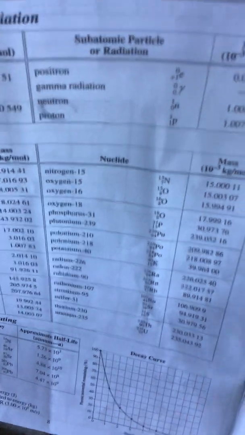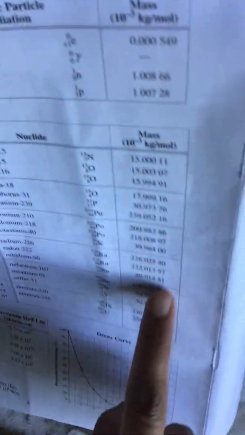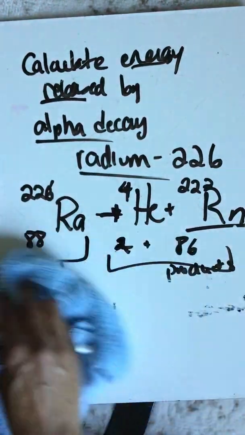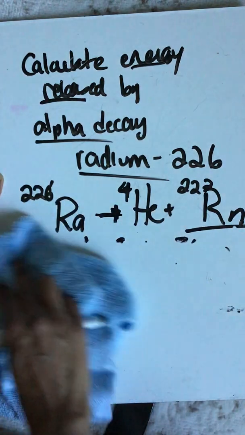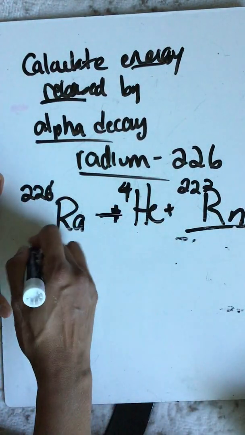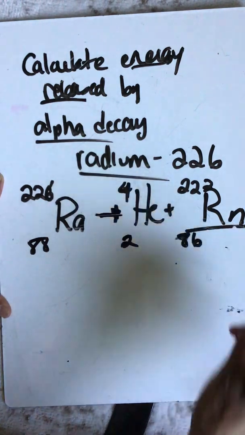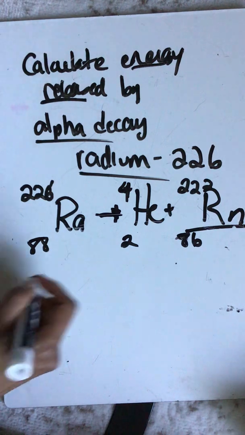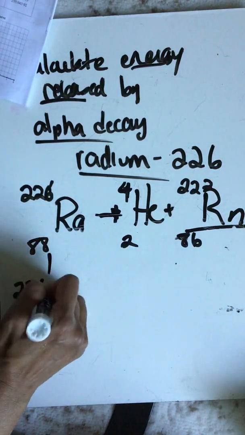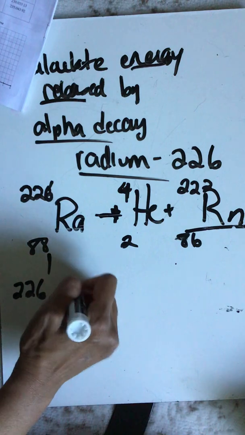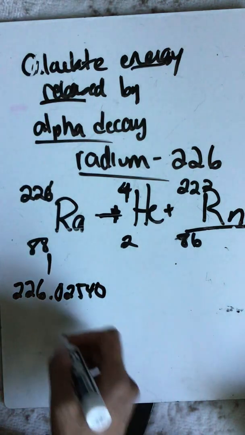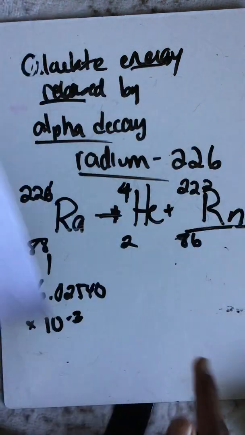These are the masses given to you. See right here. You've got to use the whole mass. What the masses are here: 88, 2, and 86. So the mass of radium-226, 88, is going to be 226.02540, and it's all times 10 to the negative 3. And then the mass of helium is given to you right here. Again, it's times 10 to the negative 3.